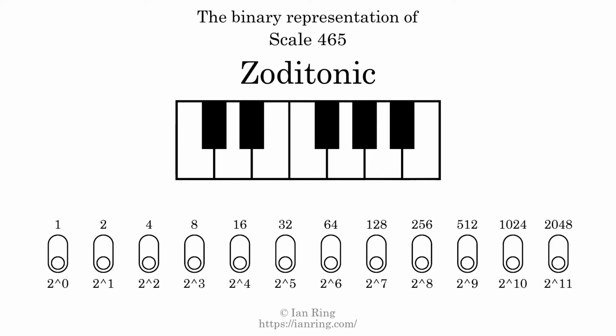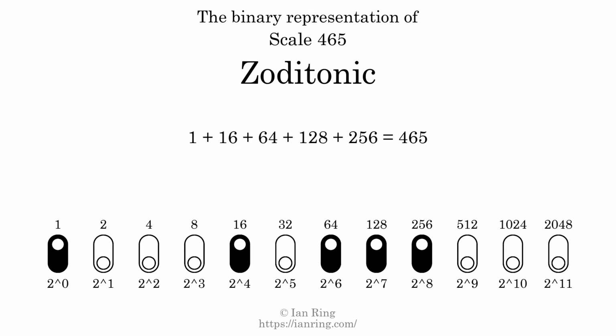The binary representation of this scale is determined by mapping tones of the scale to binary digits. Each binary digit represents a power of 2. To get the scale number, we add the powers of 2 together. The powers of 2 that are present in the scale, all added together, equals 465. That is why the scale number, in decimal, is 465.